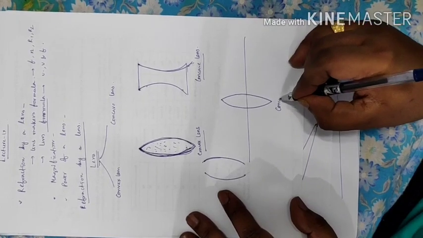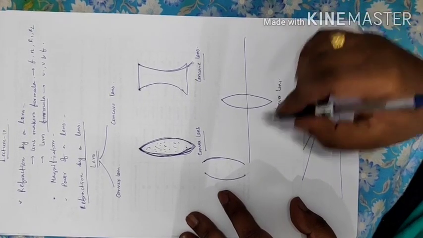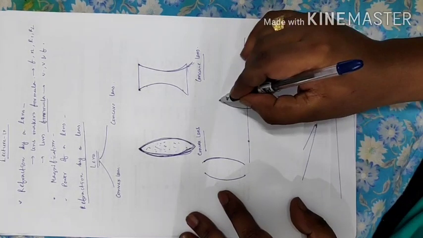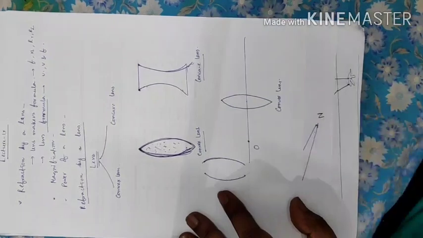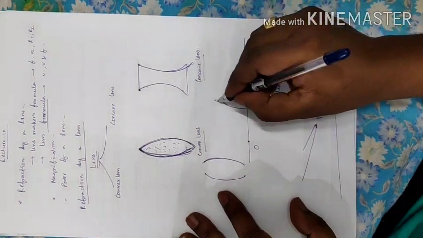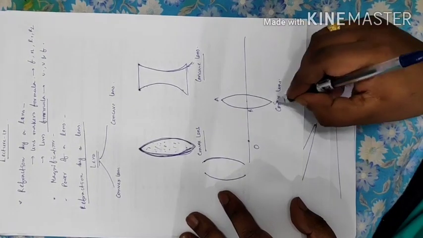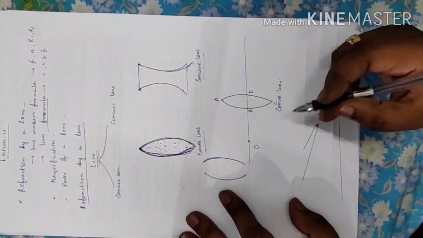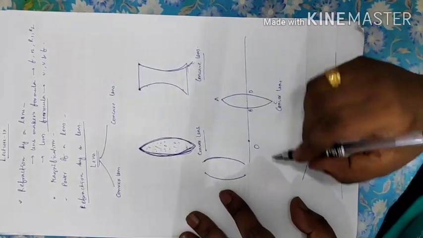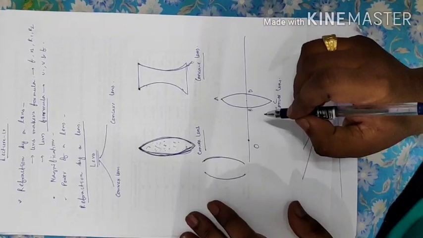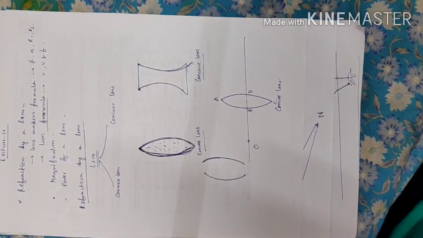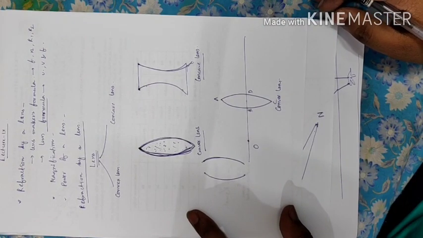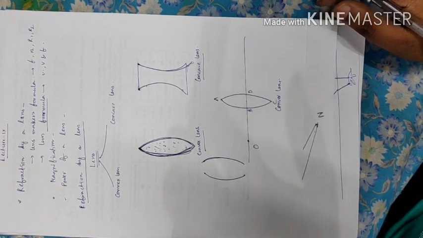So this is your convex lens. The principal axis, plus the center. This is your object O. This is point A, this point B, this is C. This is your lens. And we know when a ray passes through the normal, it shows no deflection.